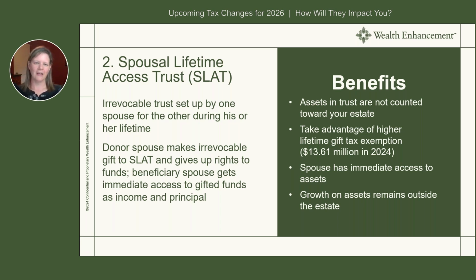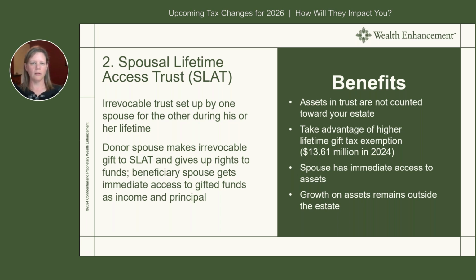in the next few slides. So what you do here is the donor spouse takes his or her own money and puts it in an irrevocable trust for the beneficiary spouse. And so the donor gives away the money. He or she has no more direct access to that money. And then the trust terms are what dictate how the beneficiary spouse can access the funds.